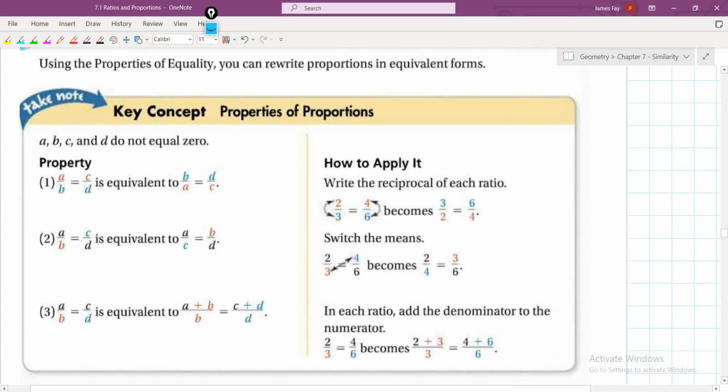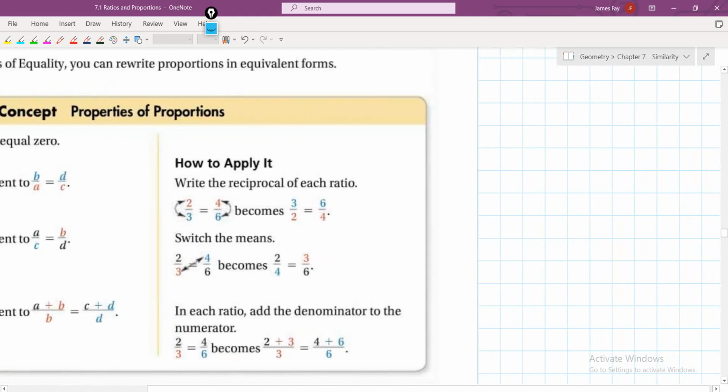The first one says, if I start with this proportion, it is equivalent to this proportion. And if you look at what we did here, AB is the first ratio in the first proportion. BA is the first in this one. Basically AB and BA are reciprocals of each other. CD and DC are reciprocals of one another. So what we're saying here is if we start with a proportion that is true, if we take the reciprocal of that proportion, it is also true.